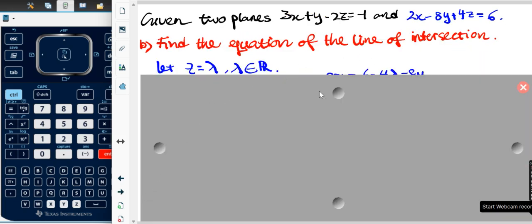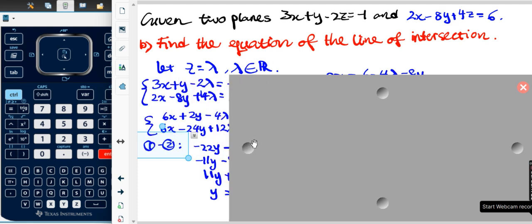So to do this, first we let z be lambda. In fact, you can let x be lambda or y be lambda, whichever. So here I just chose z to be my lambda. That means z can be any number, because we're going to get an equation of a line. So z can be any number. Z here is a real number called lambda.